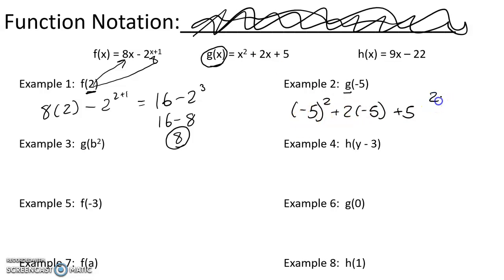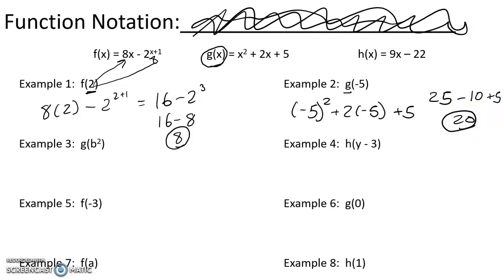Negative 5 squared is a positive 25. Please be careful when you're putting that in your calculators. Your calculators will get it wrong if you do not type it in a certain way. So 25 minus 2 times negative 5 is negative 10, and that plus 5 stays the same. If you type that all in a calculator, you get the number 20.